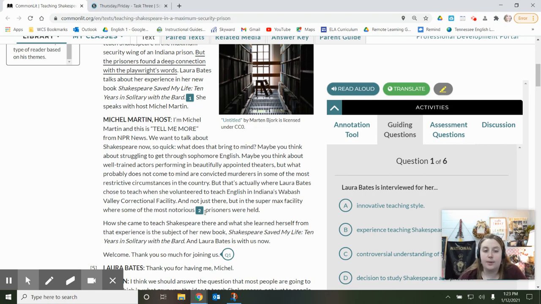So again, we see that we have a little footnote, so we need to look at what that says. So notorious just means famous or well known.